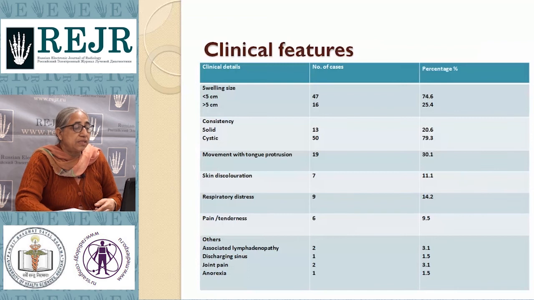Now the various clinical features were assessed. They were swelling size, consistency, whether solid or cystic. Most of the lesions were cystic. Whether the lesion moved with tongue protrusion, whether there was any skin discoloration or respiratory distress, pain or tenderness, and other associated lesions like lymphadenopathy, discharging sinus, joint pain or anorexia were also assessed.